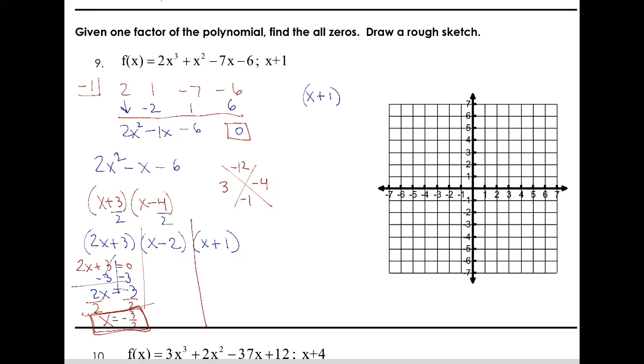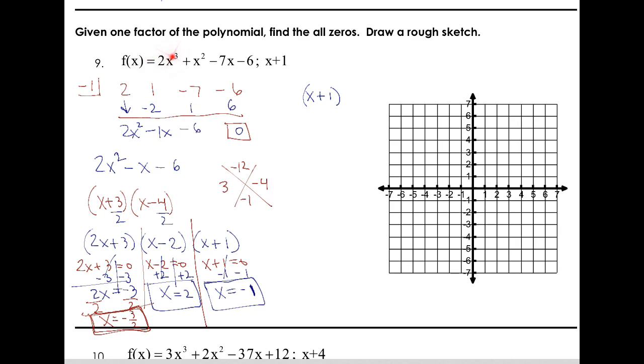Do the same thing for the other two. So x minus 2 is equal to 0. This is a one-stepper. Plus 2, plus 2. That cancels. X is equal to 2. There's another one of my zeros. And the last one is x plus 1 is equal to 0. Subtract 1, subtract 1. Cancels. X is equal to negative 1. So I got 3 zeros. Highest exponent of 3.